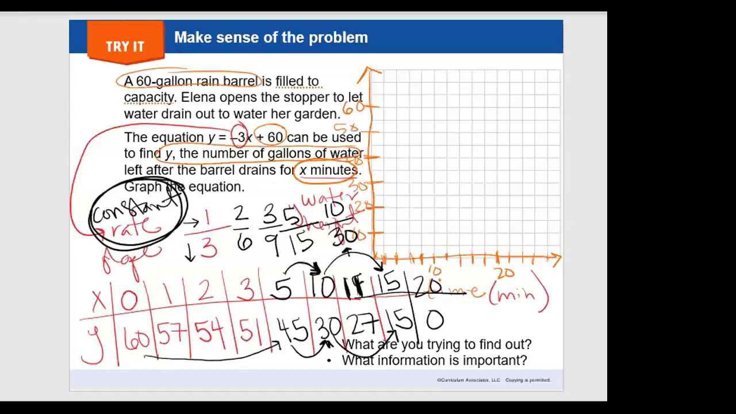So really, we only have to graph 2 points on our line. However, the more you do, it kind of builds in a checkpoint. I like it because it's a way for me to check my math. So go ahead and start plotting your coordinate pairs. Your y-intercept is a really good one to put on there, 0, 60.